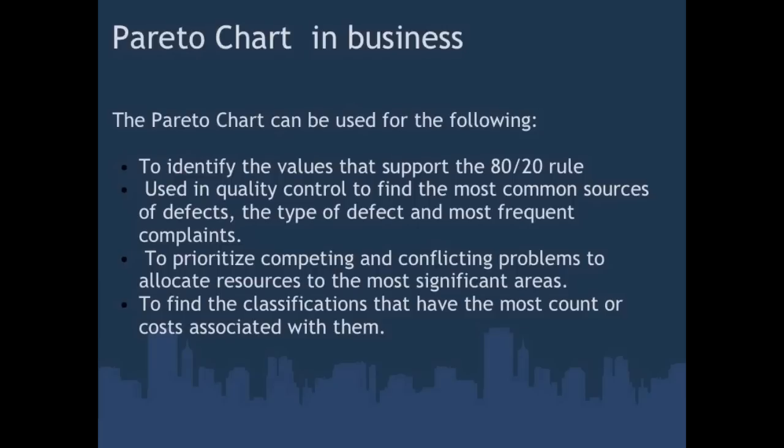The Pareto chart can be used in a business setting for the following. It can be used in quality control, where you can find the most common sources of defects and the type of defect as well as the most frequent complaints. You can use it to prioritize competing and conflicting problems to allocate where resources need to be set, which would mean that those places would be the most significant areas.